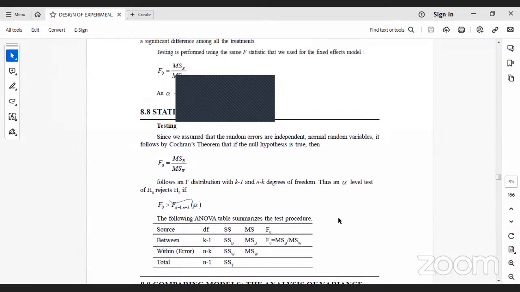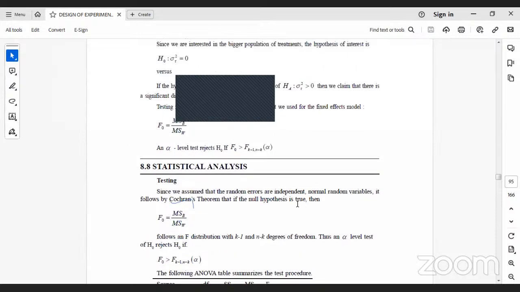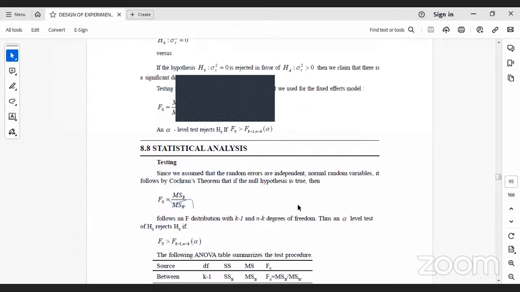This is a very important statistical analysis. Write the test of statistical analysis; they will ask it in the short questions. Testing: write the statistical analysis they will ask here.